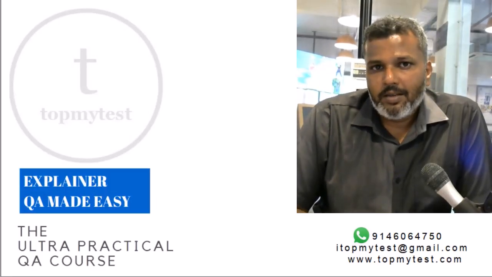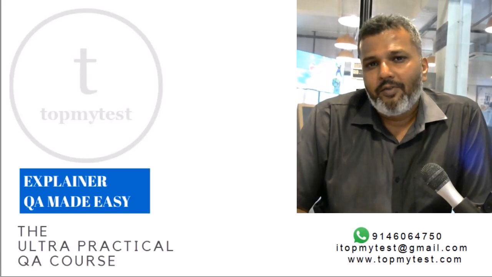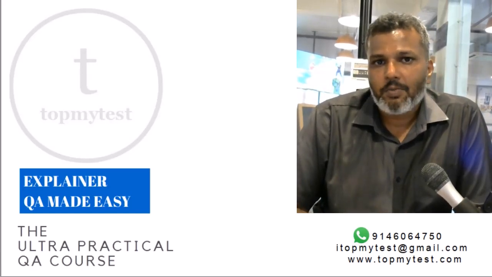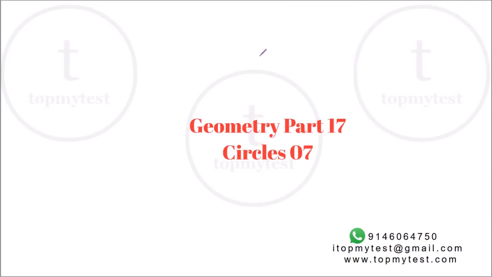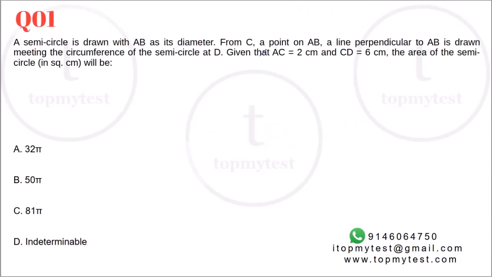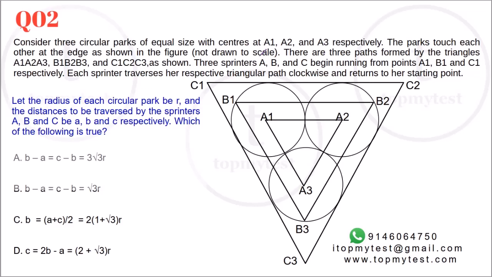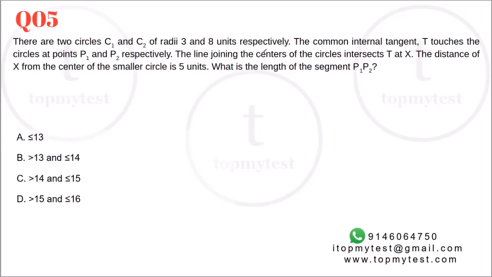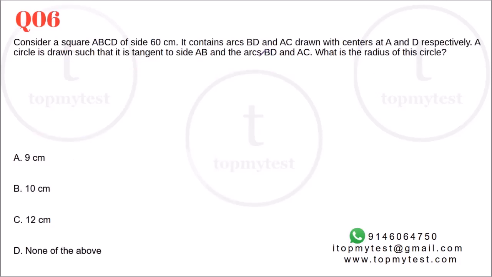Welcome to the Explainer series for Quant. Here we'll be using very simple concepts and applying them to CAT level problems and solving them as easily as possible. In this session, which is the concluding part on circles and geometry, we'll look at some more complex questions from circles and their intersection with other circles, triangles, quadrilaterals, etc.